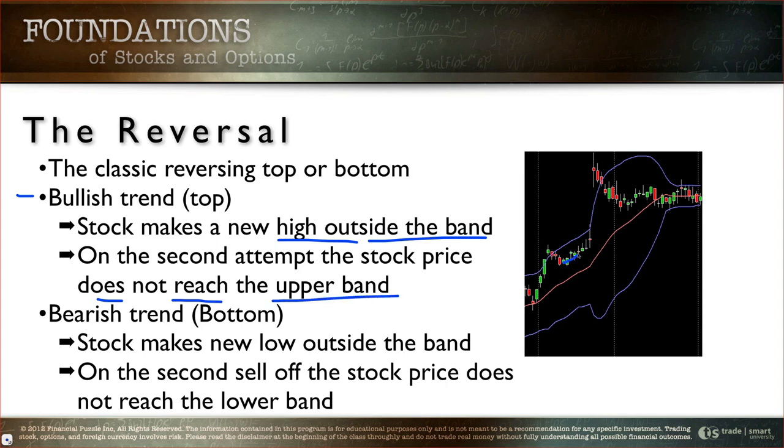So take a look here. This is the perfect picture of it. We traded up. We had a gap up. We had a new high outside the band. We pulled back. On the second attempt, we were way away from the upper band. When you have that happen, that is a solid reversal signal. Now, it doesn't necessarily mean the stock is going to go down, but it's a really, really solid, almost a given that the trend is done, and there's a high probability that the stock is about to reverse after the top completes.